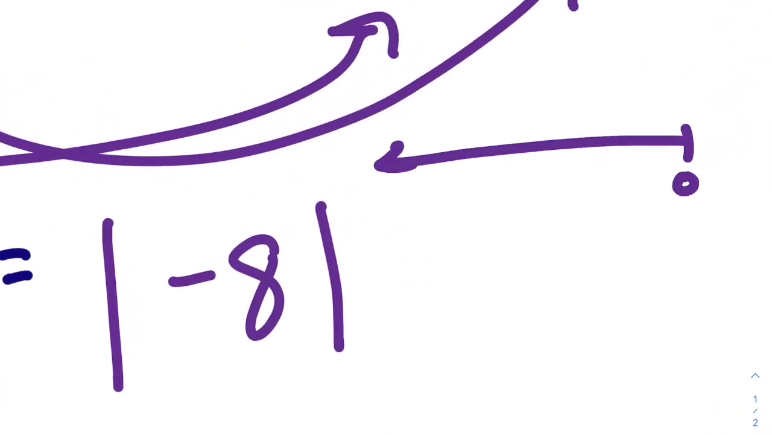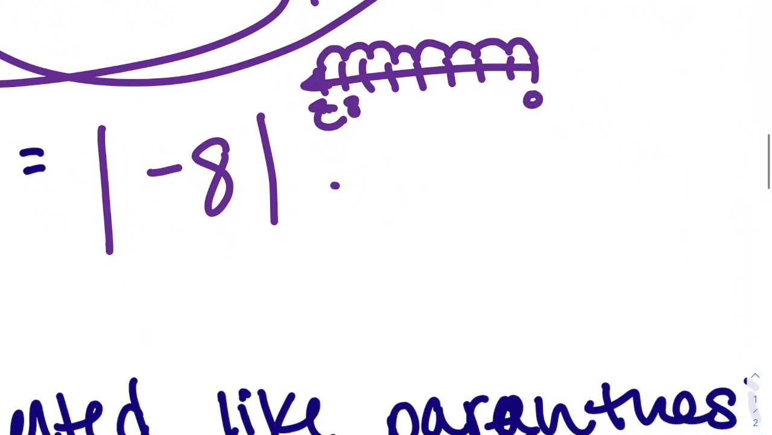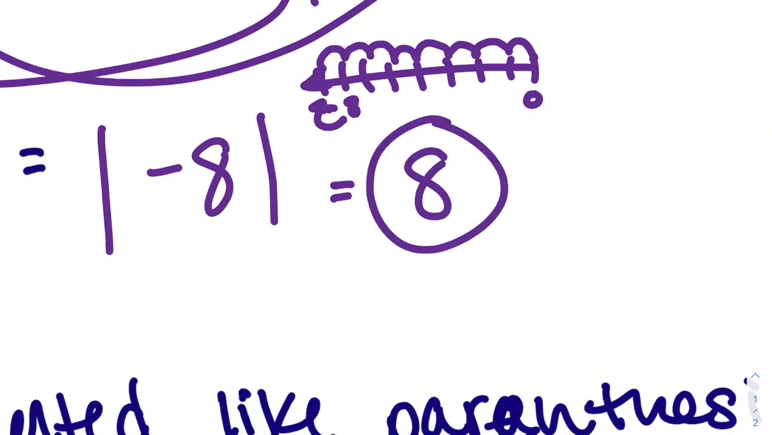So looking at our noodle lines down here, the absolute value of -8, if I were to draw a number line, 0 to -8, -8's right there. I'd have to go back 1, 2, 3, 4, 5, 6, 7, 8 times to get to -8. So -8 is 8 spaces away from 0.